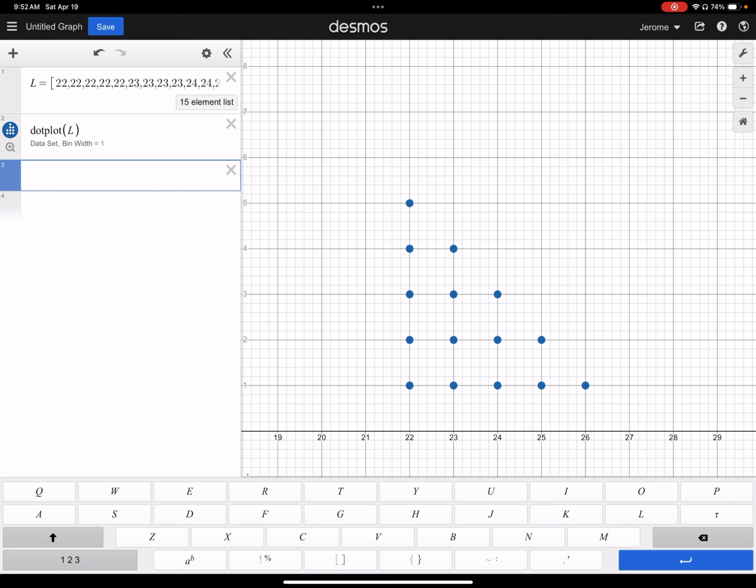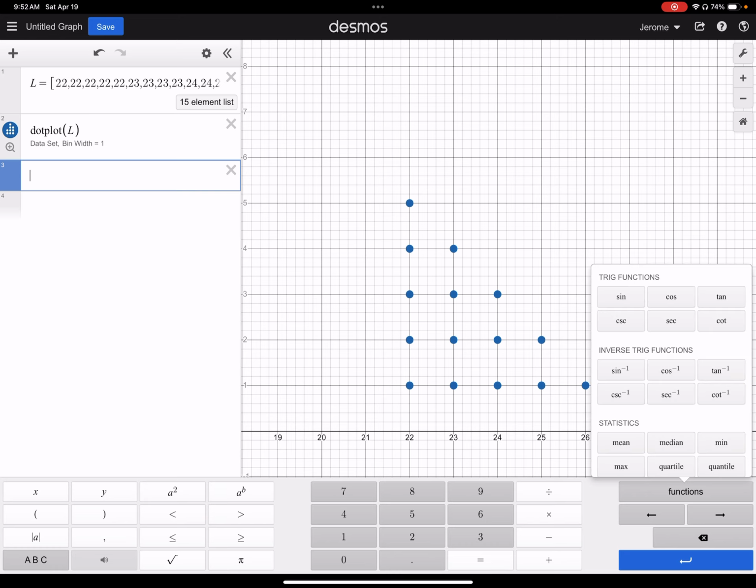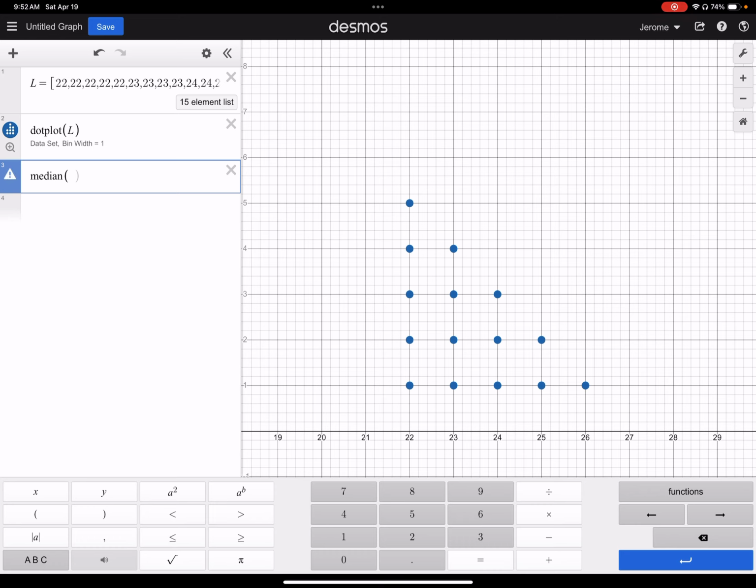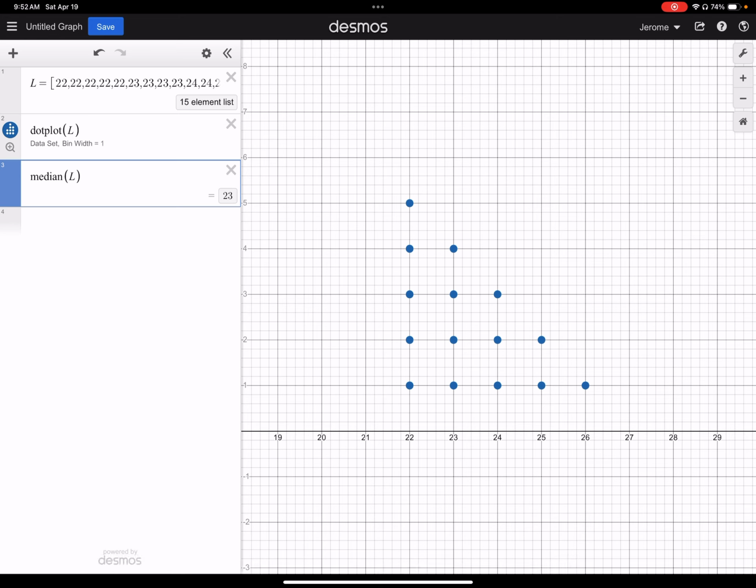As a matter of fact, you can actually find the median of this pretty easily. You can either type in the word median, or you go to the functions. It's under stats, and there's the median button, and then just put the L right up inside of that. That's why I said that it's actually pretty handy if you name your data set. That way you don't have to keep typing it in 1,000 times.